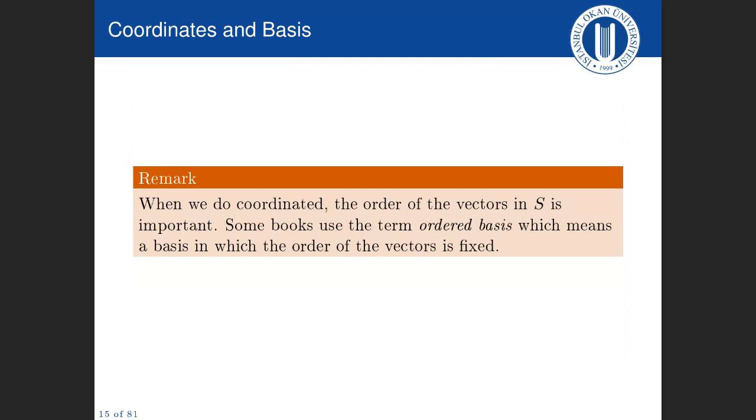Now, let me just remark that when we do coordinates, the order of the vectors in S is important. Some books use the term ordered basis. If you see ordered basis, that means a basis in which the order of the vectors in the basis is fixed. You can't change the order, they have to stay in the same order. Why? Because if you swap the positions of two vectors in a set, then the scalars in the linear combination would change, so you would get different coordinates. So let's assume that once we've got a basis, we have the vectors in a particular order, and that order stays fixed.